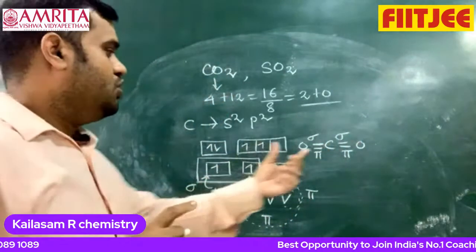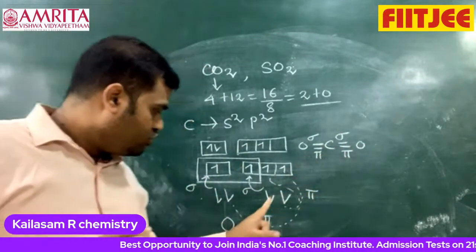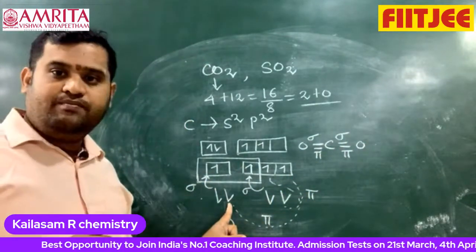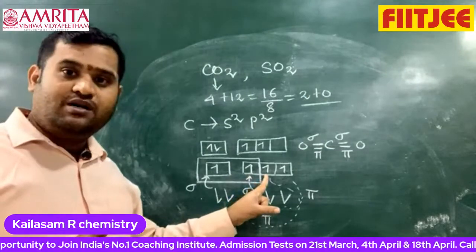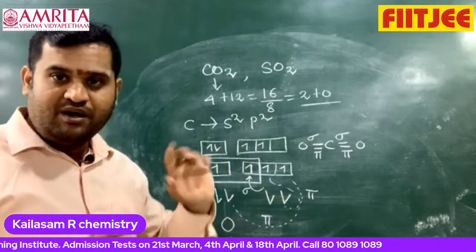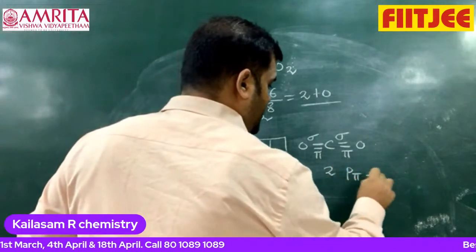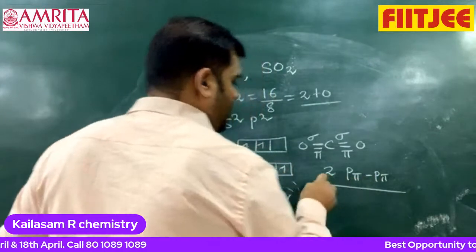You have two sigma bonds and two pi bonds. The two pi bonds belong to this: p from oxygen, p from carbon. This also is p from oxygen, and this also p from carbon. Can we say this has two p pi bonds?